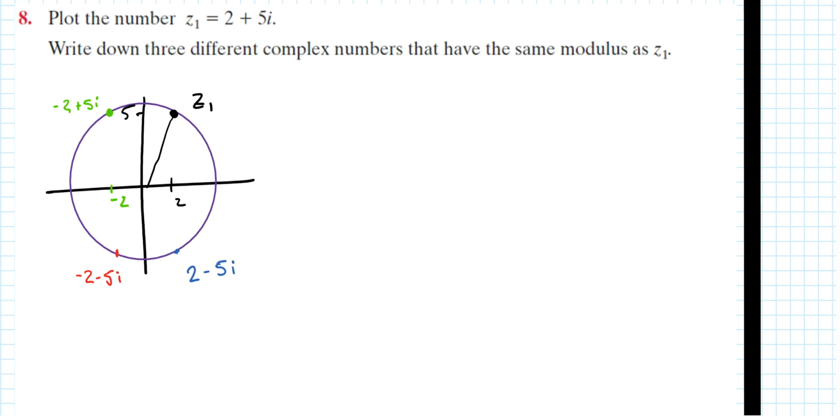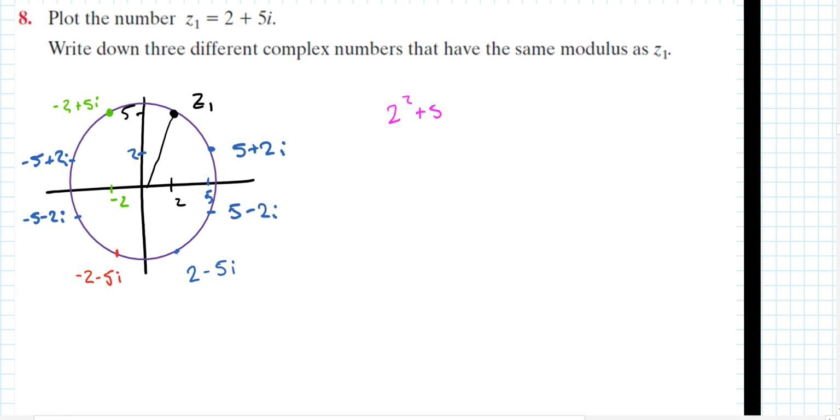Any other one that we could think of? You could say this point here, if you said this is 2 and this is 5, you could go 5 plus 2i. Over here, minus 5 plus 2i. Down here, minus 5 minus 2i. Over here, you could go 5 minus 2i. So there's loads of complex numbers that all have the same modulus.